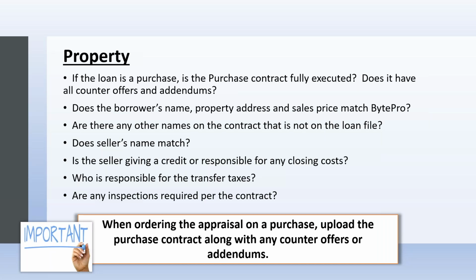Property. If the loan is a purchase, is the purchase contract fully executed? Does it have all counter offers and addendums? Does the borrower's name, seller's name, property address, and sales price match Byte Pro? Are there any other names on the contract that are not on the loan file? Is the seller giving a credit or responsible for any closing costs? Who will be responsible for the transfer taxes? Are any inspections required by the contract?